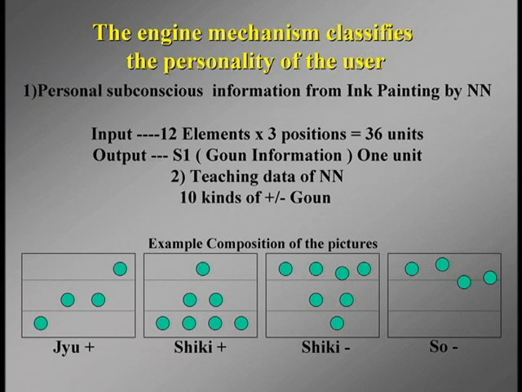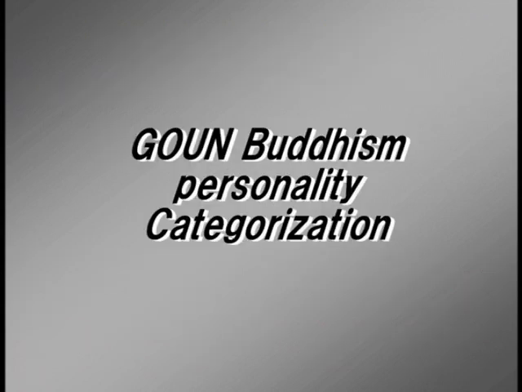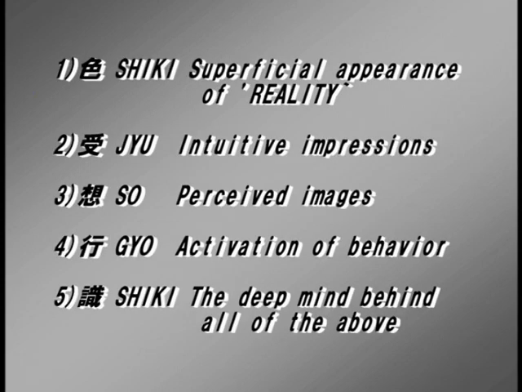The engine classifies their invisible personality by using a neural network and utilizing the Buddhist concept of Go-un, which says that 5 basic spirits and materials make up our world. 1. Shiki. Superficial appearance of the so-called reality.